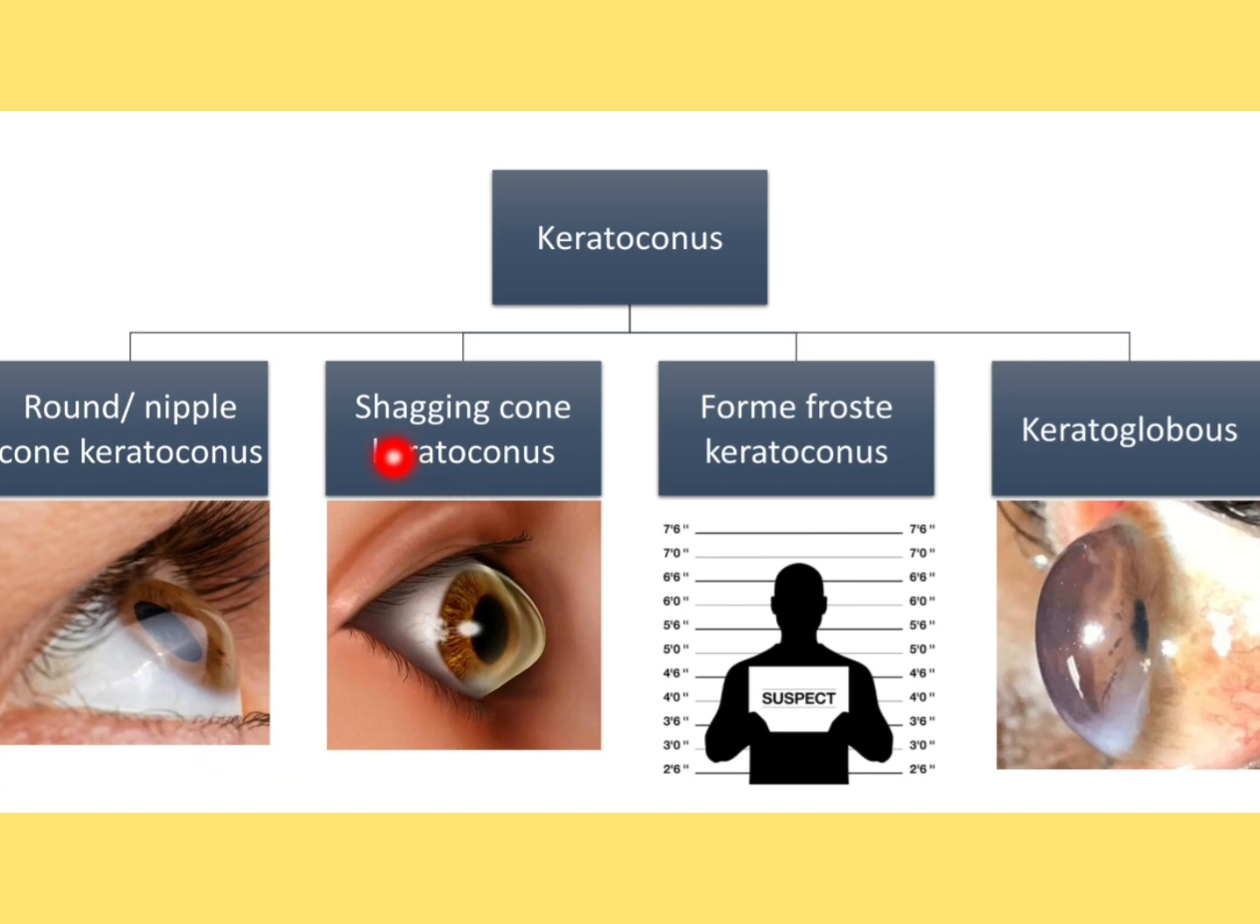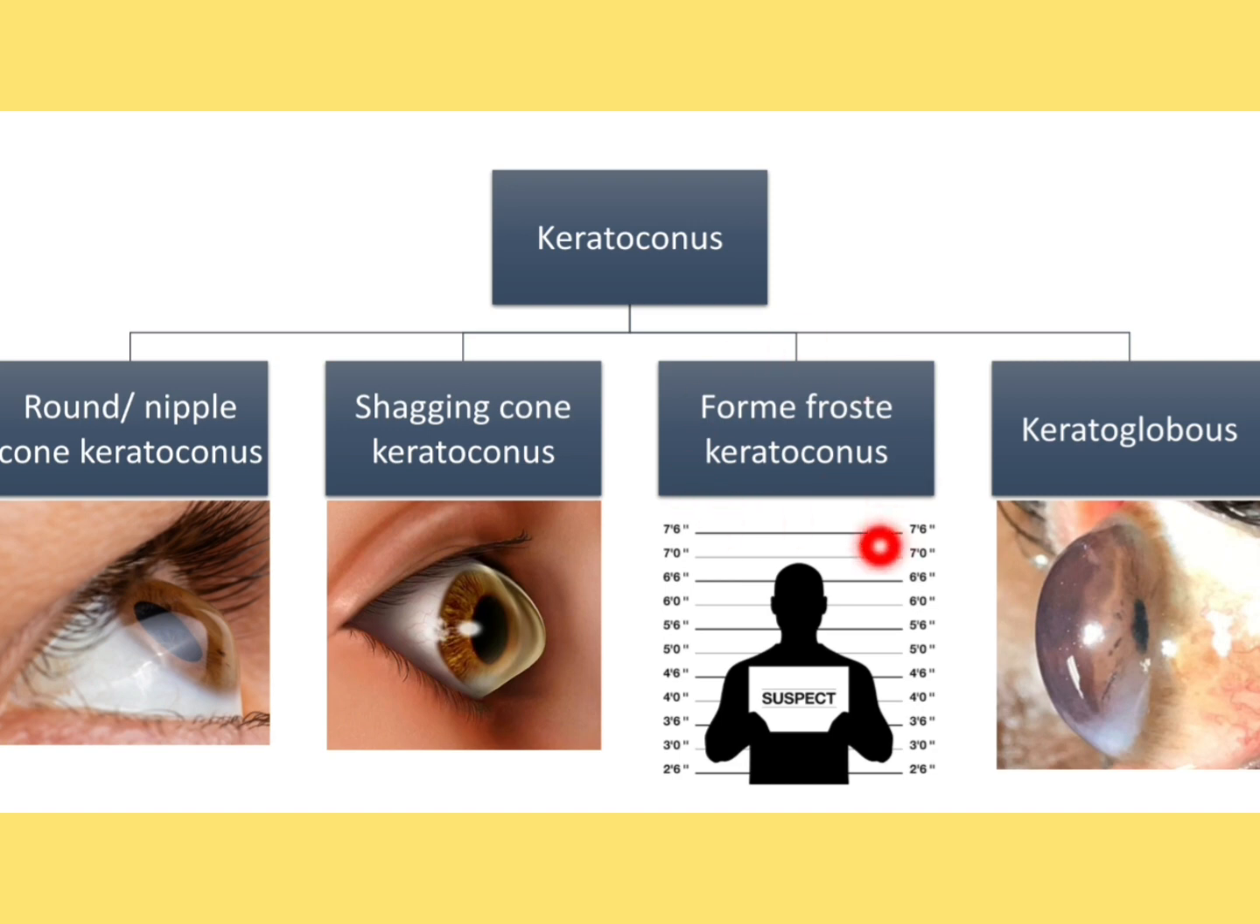But if I tell you about the sagging or oval cone keratoconus, then here the affected area is quite larger than in nipple cone keratoconus. And here in the sagging cone or oval cone keratoconus, the cone is displaced in the peripheral part or inferotemporal part. Here you will see a big area is involved.